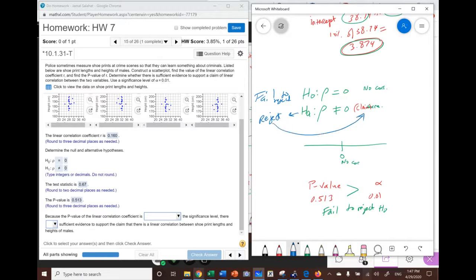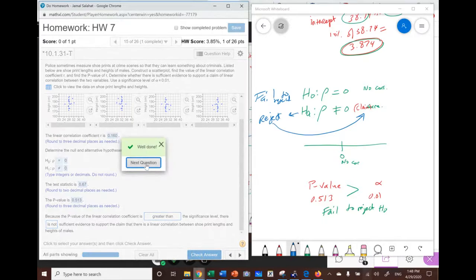And if you reject HA, you're rejecting the claim. So the decision in here is to reject the claim because the p-value of the linear correlation coefficient is greater than the significance level. There is not sufficient evidence to support the claim. Again, why? Because we're rejecting the claim. When you reject the claim, there is not sufficient evidence to support the claim. So that is our answer.